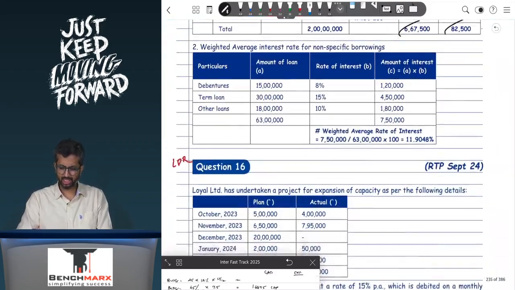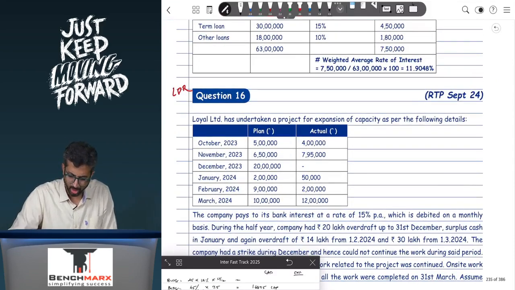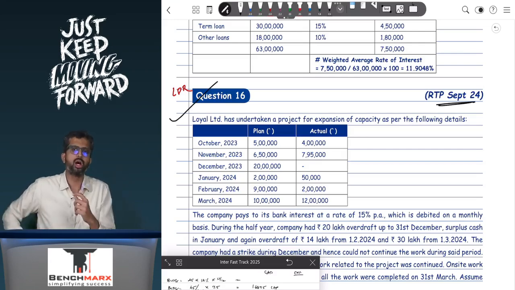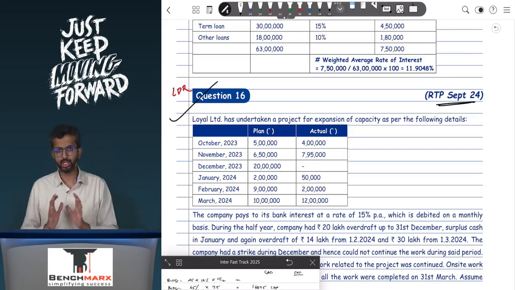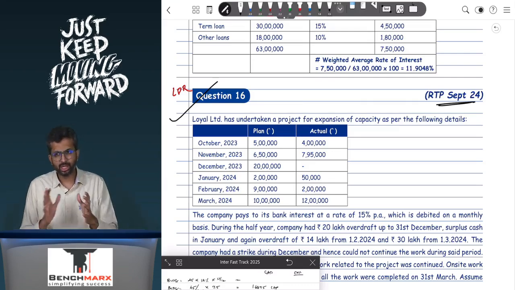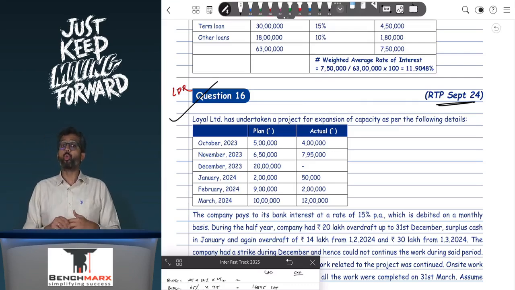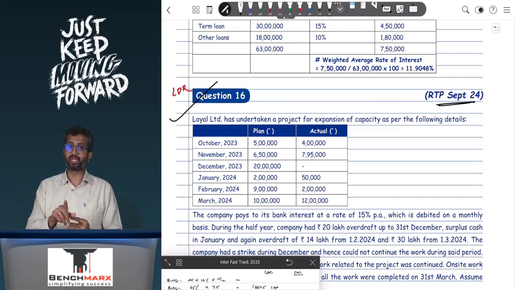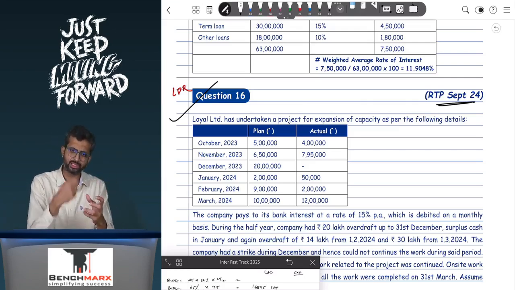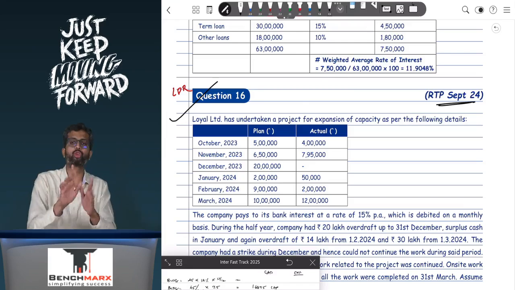15 is done, and then in a very recent RTP of September 24, this is a fairly complicated question. This is question number 16. Over here, a few points that you have to remember, and if it comes, you will solve it in a similar way. You will not have a variation on this question, so just keep that in mind, and we will do question number 16. So over here, what did we say? Expenditure incurred on a qualifying asset. Remember, expenditure incurred on a qualifying asset includes the cash payments plus also interest capitalized.